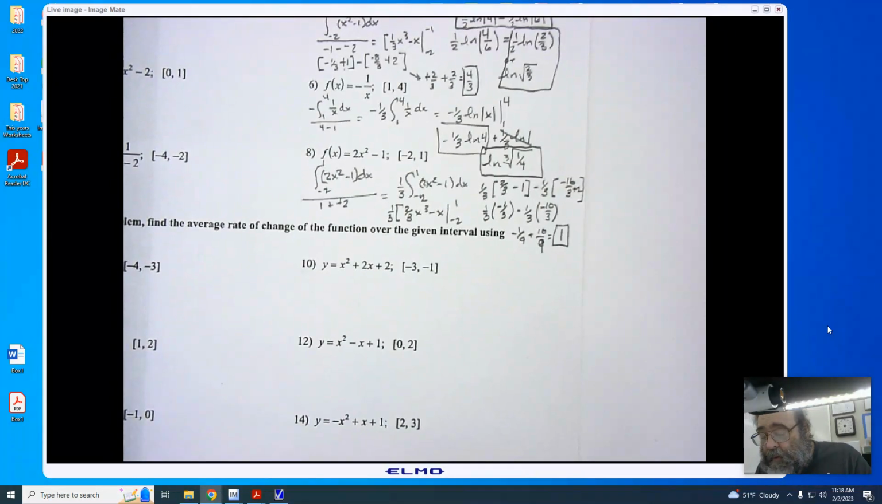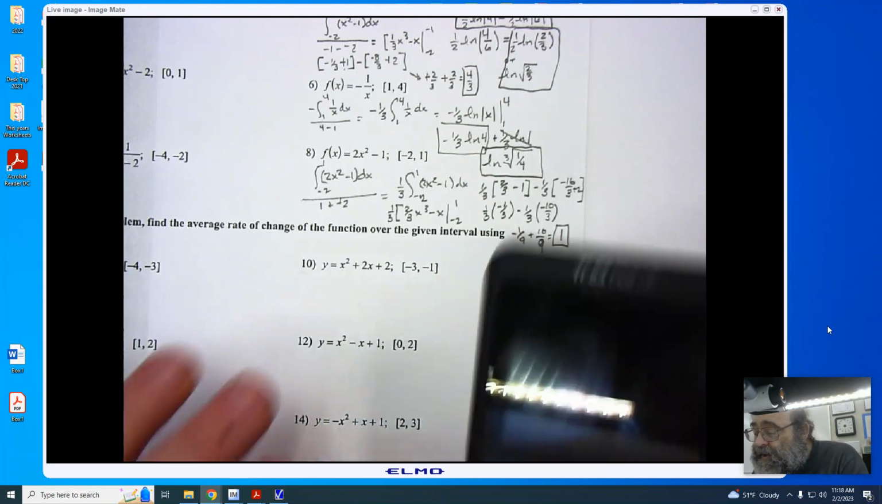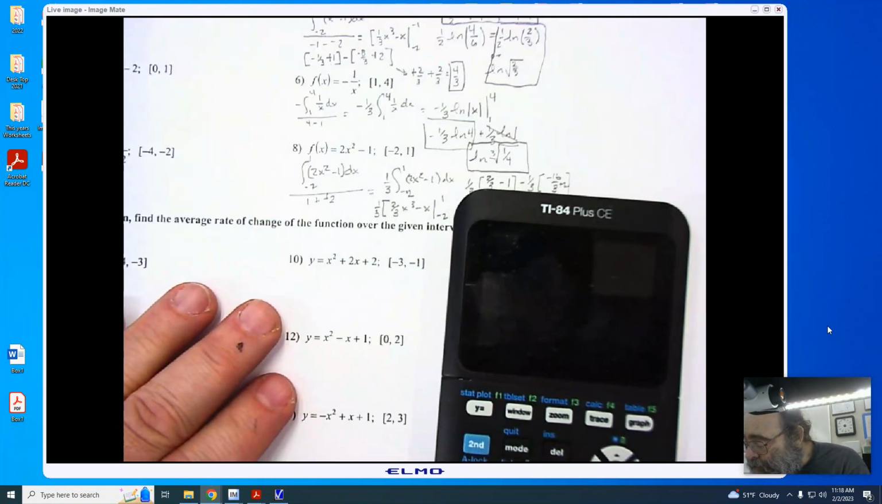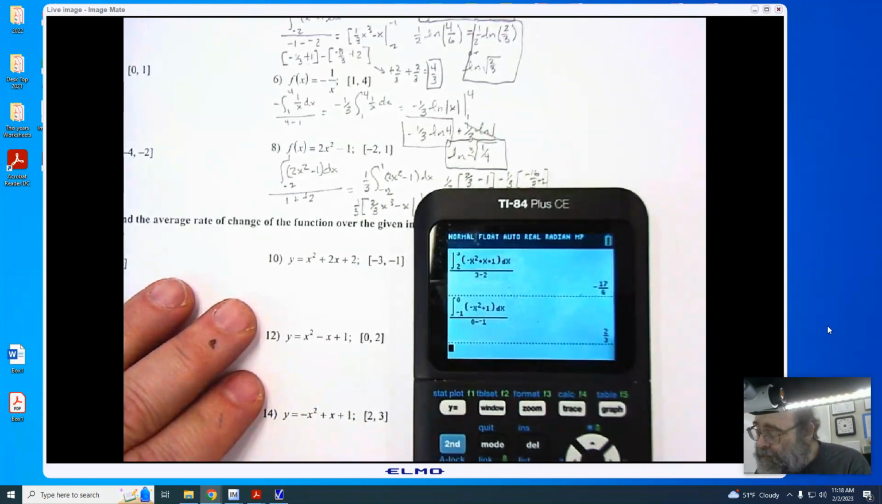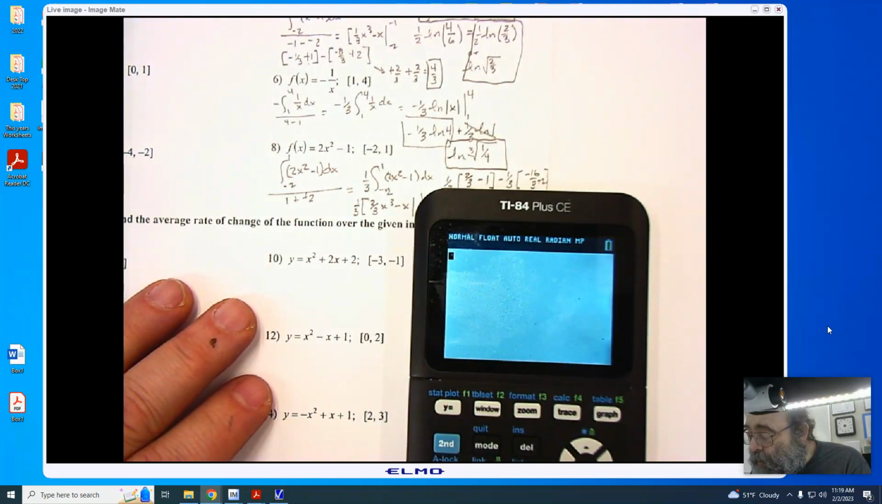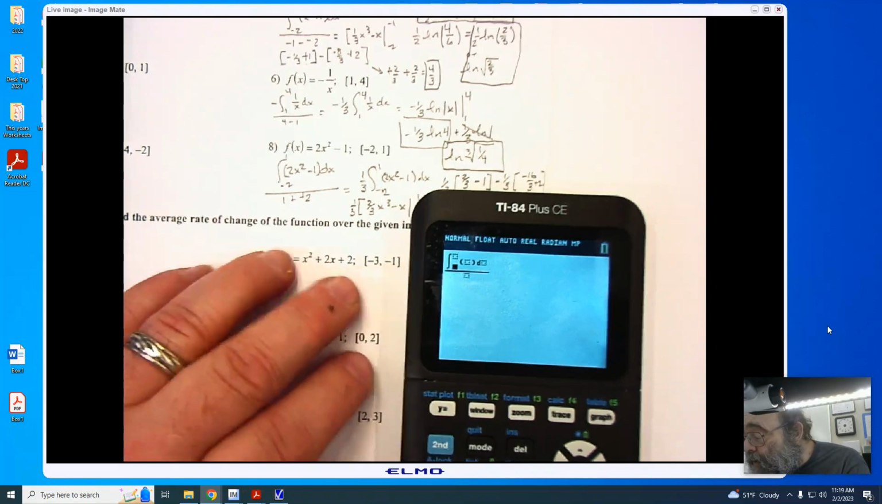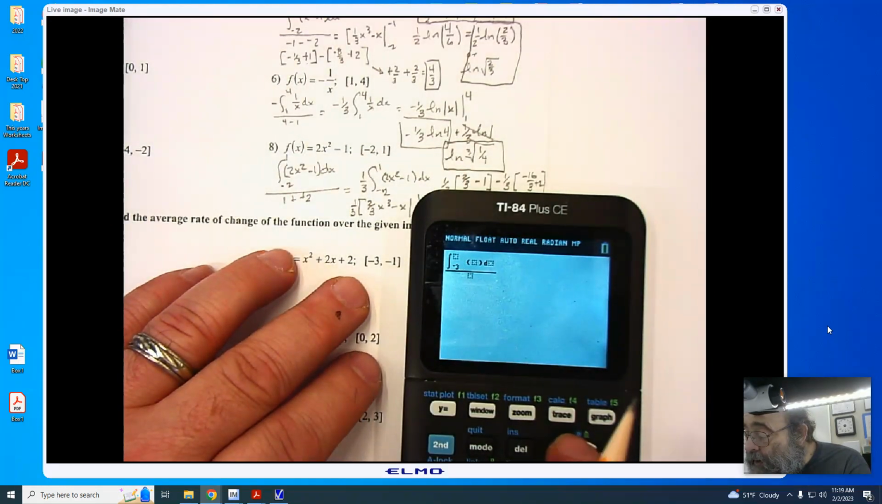We're now going to do numbers 10, 12, 14, and 16 using our calculator. So please get your calculator out and follow along with me. We're going to start by working with alpha y equals to get the fraction. In the numerator, I want you to hit math 9 to get the integral. We're going from negative 3 up to negative 1.